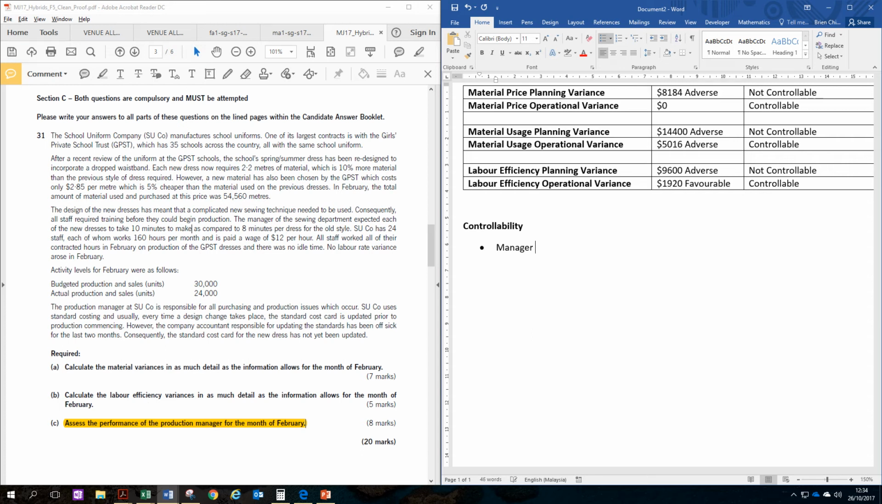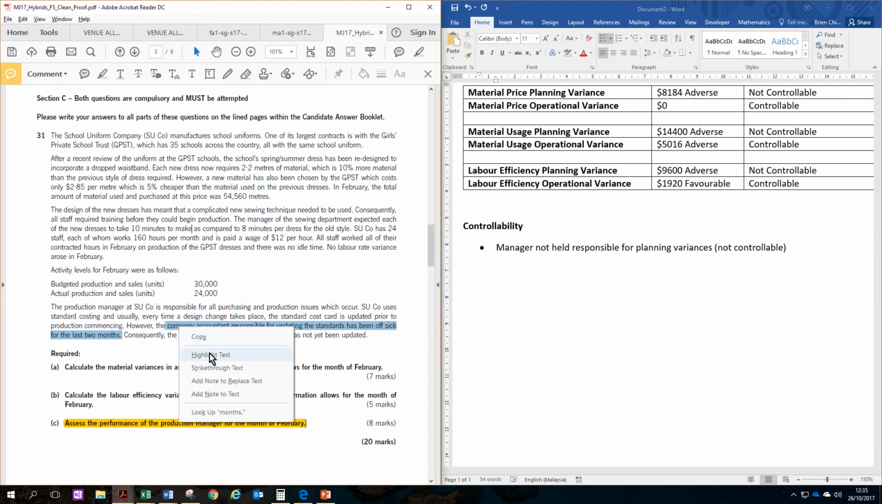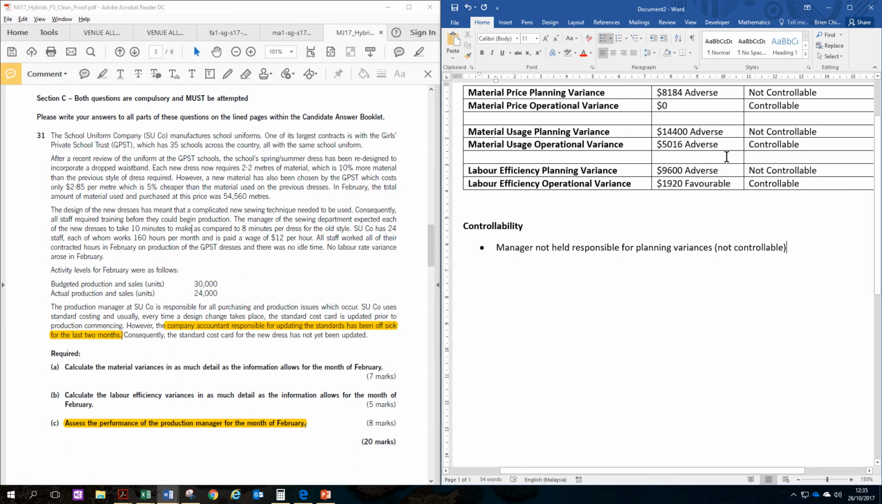So in this case, we can conclude that the manager should not be held responsible for planning variances, as they are not controllable. Now, why are they not controllable? It's because over here it says that the company accountant responsible for updating standards has been sick for the last 2 months. The company accountant is responsible, not the manager. So we don't really need to worry about the planning variances.